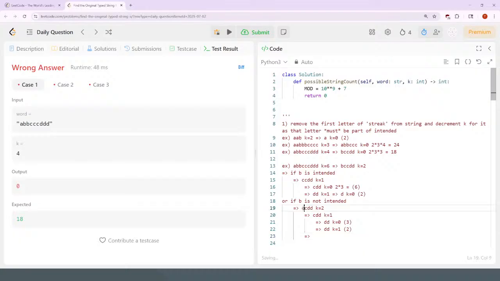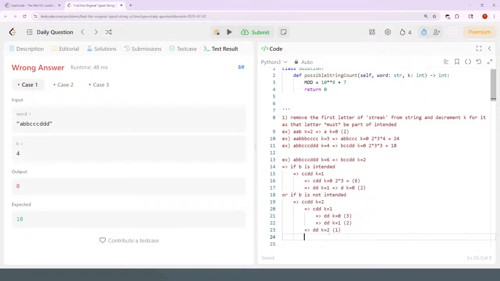Alternatively, if this C is not intended, then the second C is not intended, then you just go to your D's, where you still have 2 things fully intended. And this is 1. So the sum of the items here is going to be 1, 2, 3, 2, 6. So that should be 14.